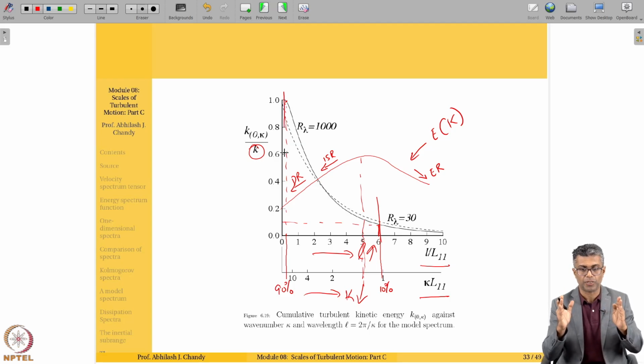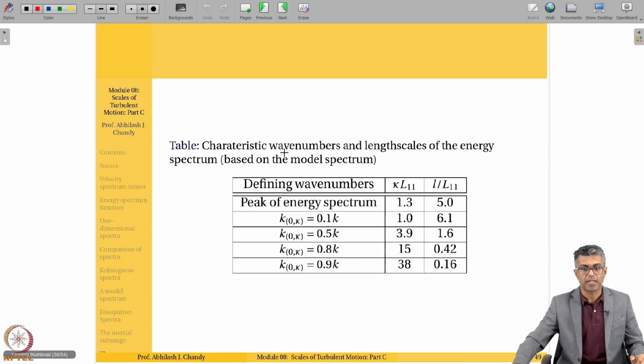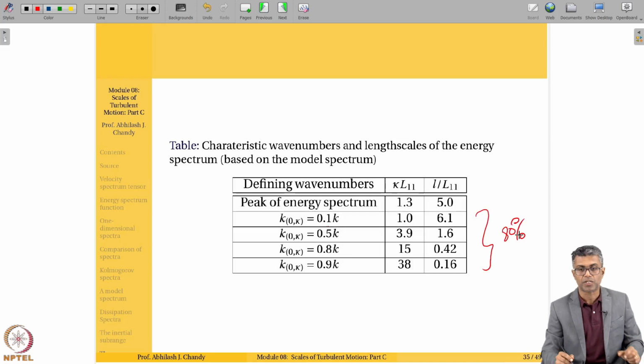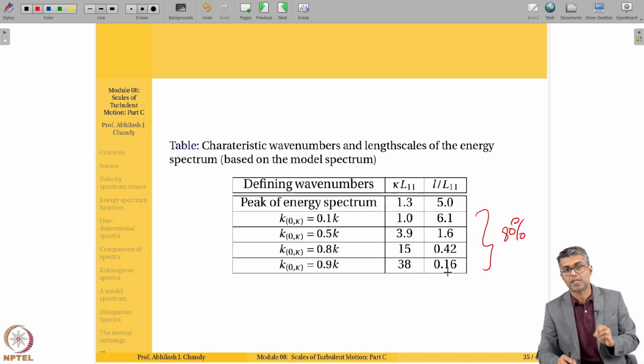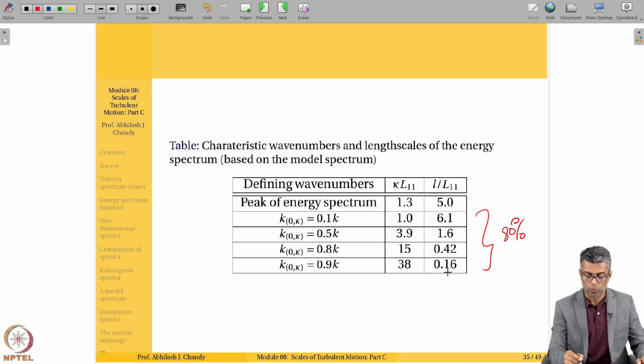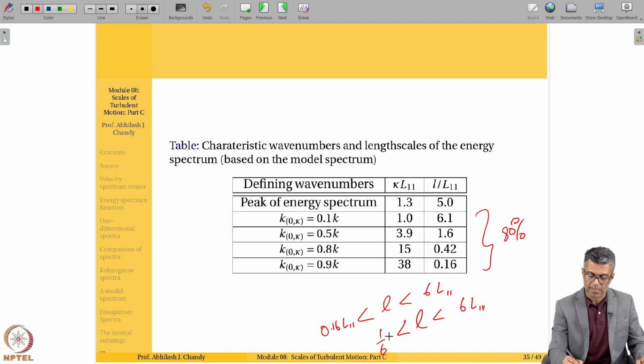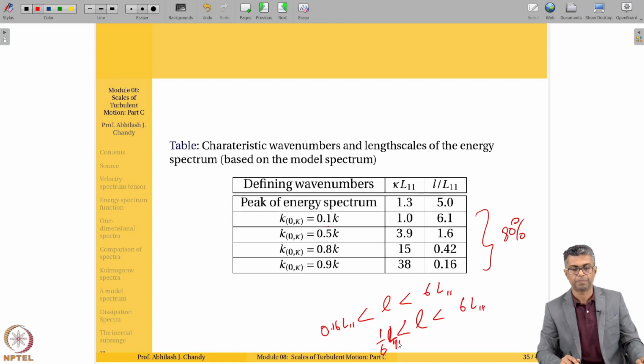80% of the energy is contained in that range, meaning it is contained between 0.16 L11 and 6 L11. So L between 6 L11 and 0.16 L11. In other words, it is contained between 6 L11 and 1/6 L11. Sorry, L11. L is capital.